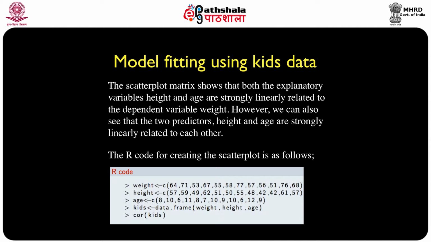The scatter plot matrix can be created using the plot function, but before that, using R, we first read the three variables, weight, height, and age, into R and put them in a data frame and name it kids. Next, using the correlation function, the cor function in R, we obtain the correlation coefficients between the predictor variables and also each of the predictor variables with the response variable.